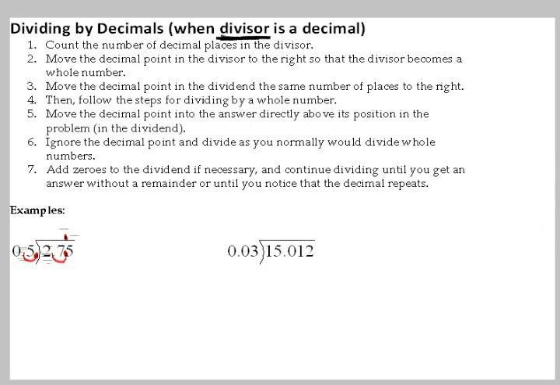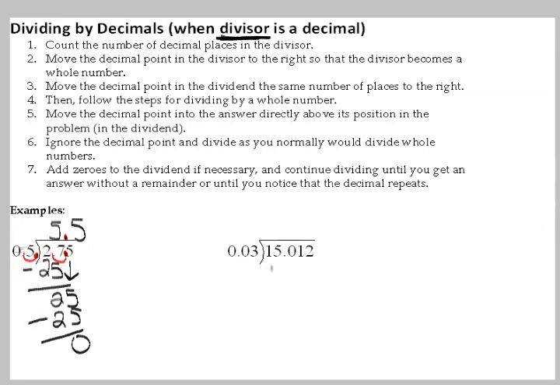And then at this point we go ahead and do our problem ignoring the decimal point. So 5 doesn't go into 2. 5 goes into 27 5 times. 5 times 5 is 25. Subtract and we're left with 2. Bring down the next digit, which is a 5. And 5 goes into 25 5 times. 5 times 5 is 25. Subtract and we have nothing left. So we keep dividing until we get an answer without a remainder or until we get to a repeating decimal.